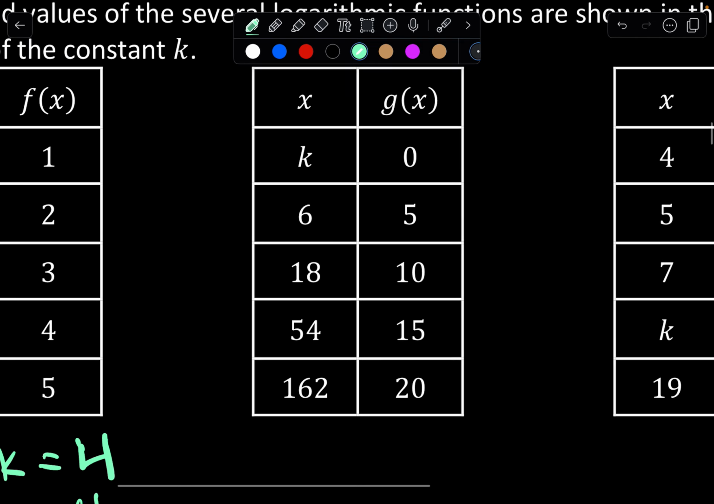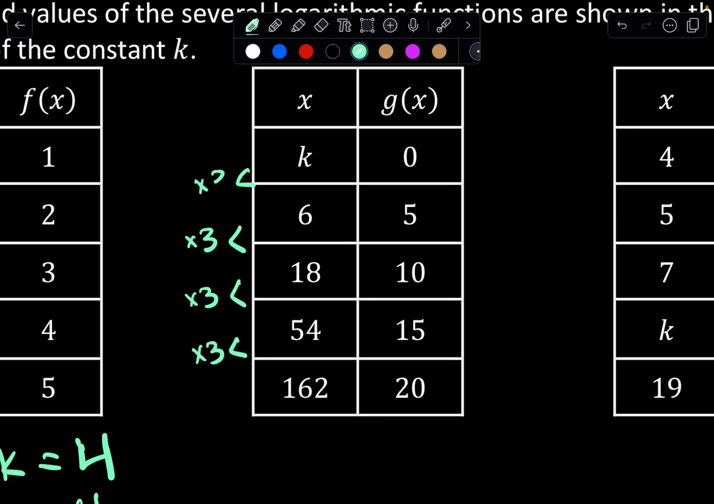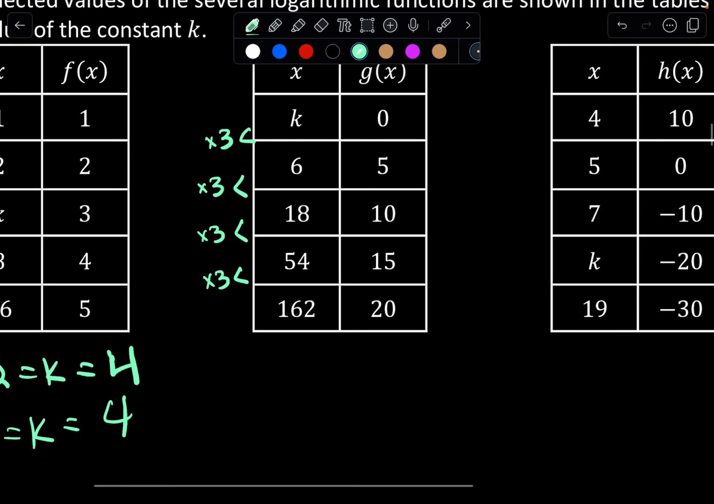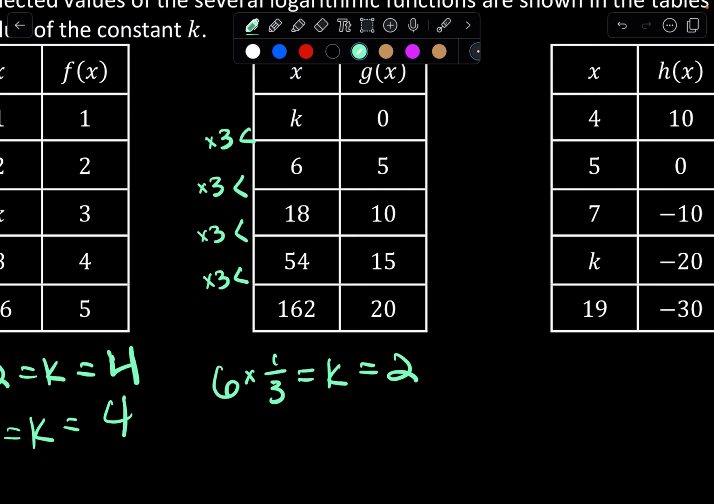All right, this table, we have k, 6, 18, 54, 162. Hopefully from here, you can see we can get to 6 by multiplying by 3. Same relation here, same relation here, and then we can also use that to solve for k. So we do have to work backwards this time. So we'll have 6 times the reciprocal, aka divide by 3. That's going to be our k, so we get 2.